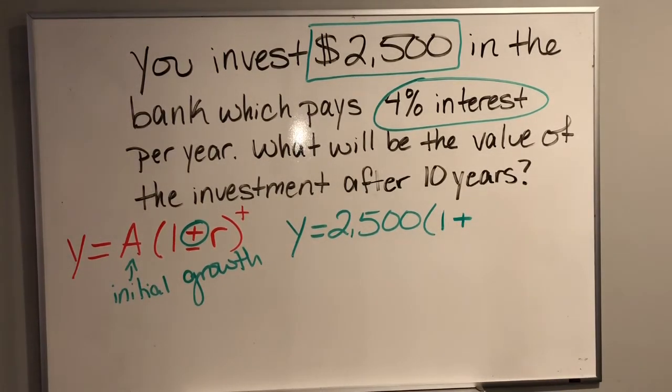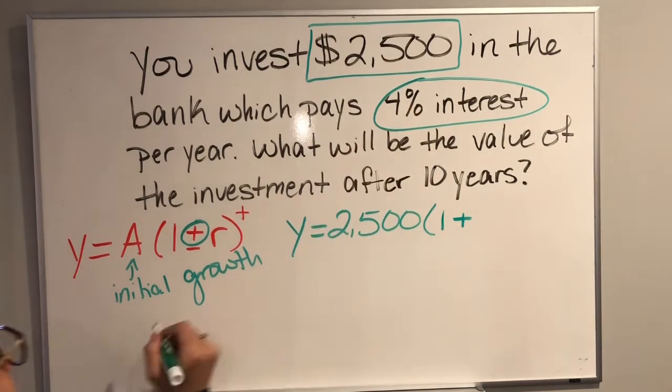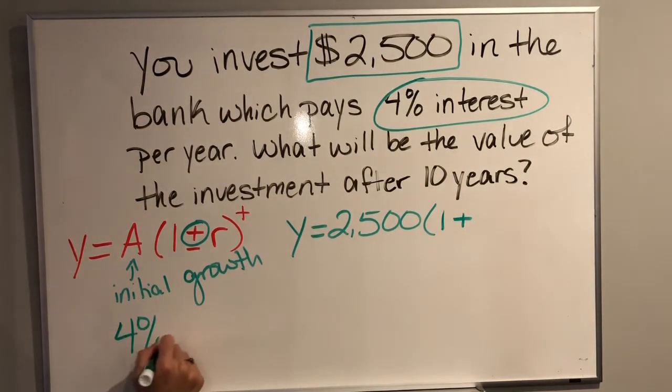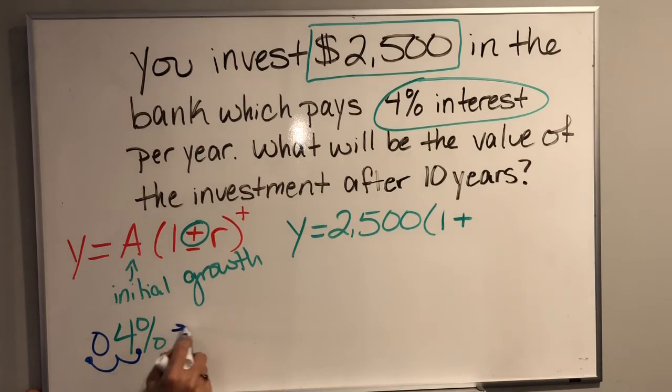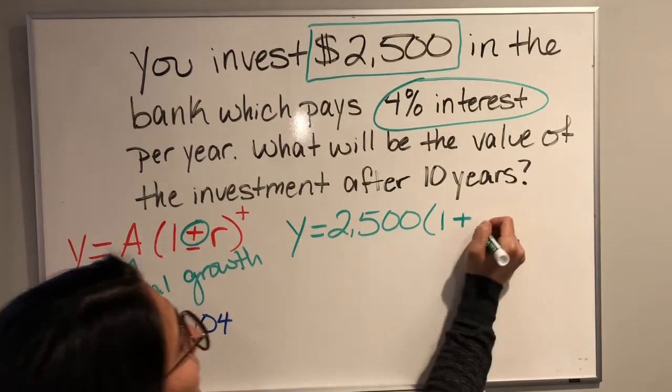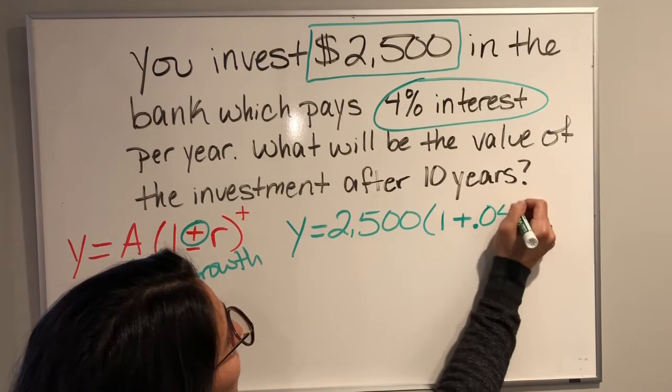Now, what we have to do is take this 4% and convert it into a decimal. We do not want to put 1 plus 4, okay? So remember, the easy way to change a percent into a decimal is you put the little decimal point here and we move it 2 times. I put a 0 and now we have 0.04. So I'm going to put that right in here, 0.04.